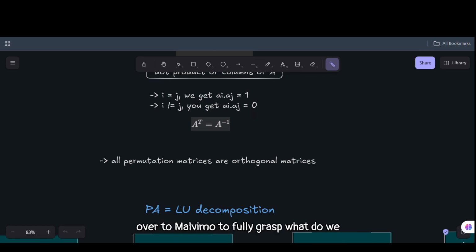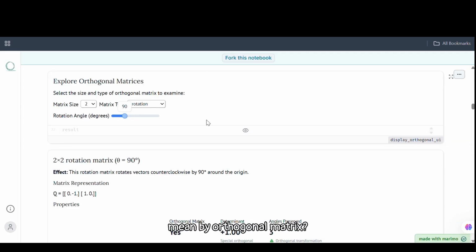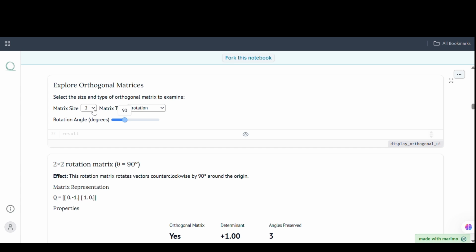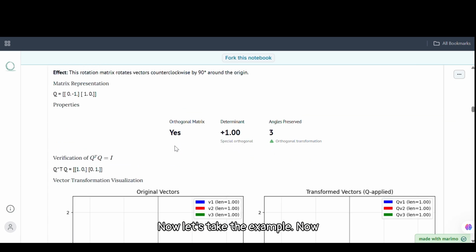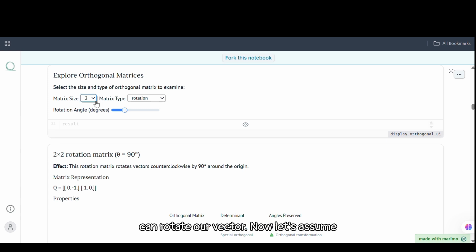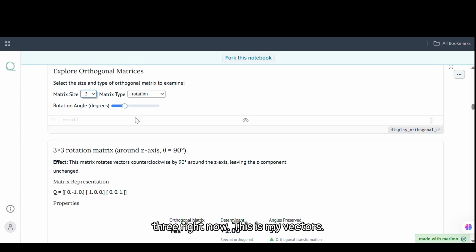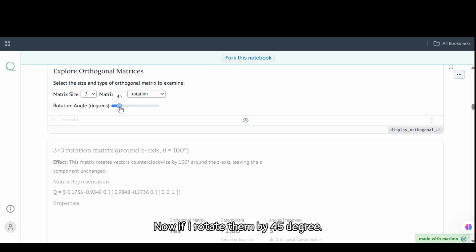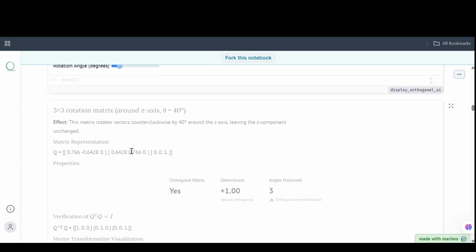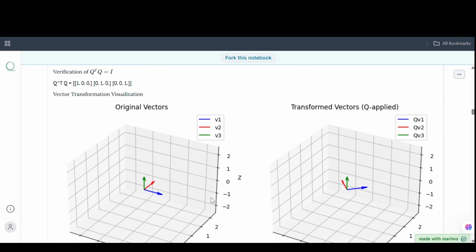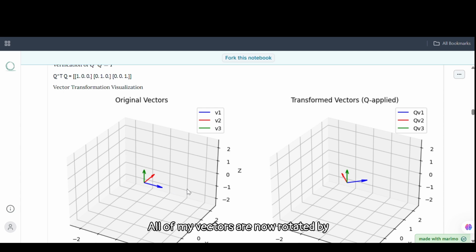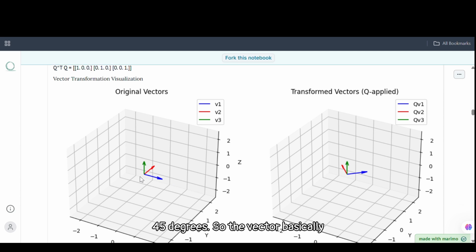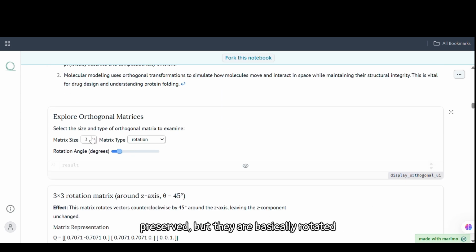Okay, now let's head over to Marino to fully grasp what we mean by an orthogonal matrix. Now let's take the example and see more intuitively how we can rotate our vector. Let's assume I can take my matrix size to be of any order. Let's assume I take order 3, right? Now these are my vectors. Now if I rotate them by 45 degrees, all of my vectors are now rotated by 45 degrees. So the vectors adjust themselves without changing their length. That means our length is preserved, but they are rotated in the space, right?